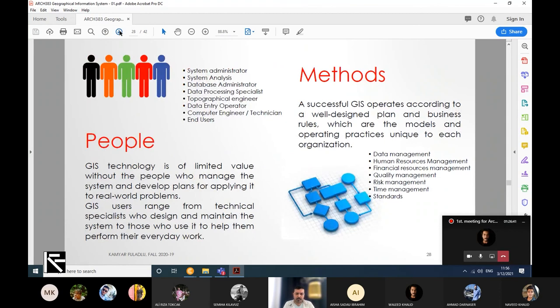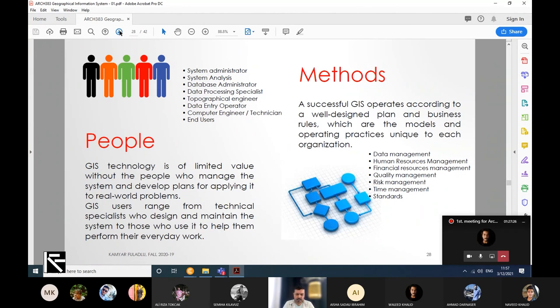As I told you, we have people. There are a bunch of different people who could work in GIS in terms of data entry users. We have some data entry users. We have some analyst people. We have some admin people. We have some engineers in terms of topography, civil engineering, computer engineering. We have some technical members, those who can support. We have also some end users who get our output product.